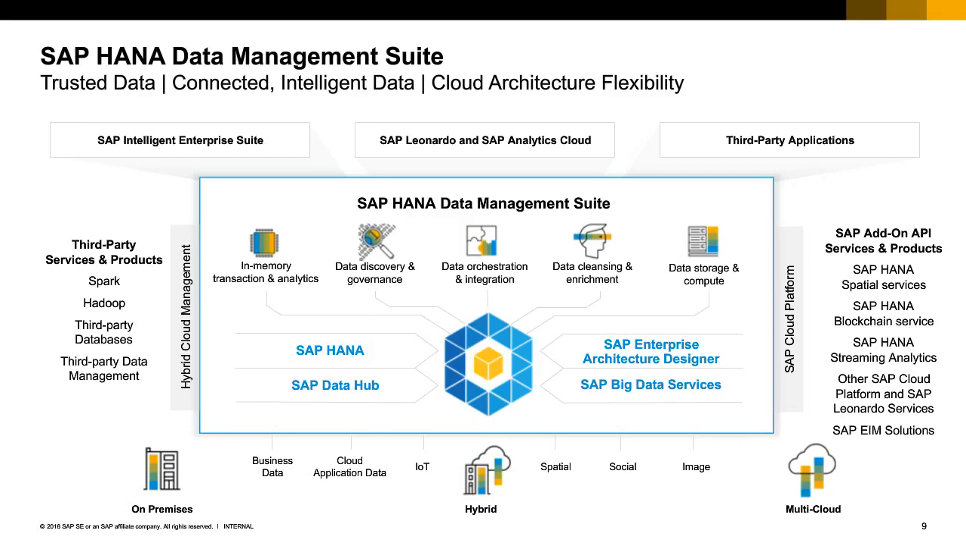Okay, so that's the core, the products, and the capabilities. On the left and the right, we're showing the openness. So we are able to interact with third-party services and products, Spark, Hadoop, third-party databases such as Oracle, Microsoft, and so on, and third-party data management such as Kafka streaming, or if customers already have their existing EIM or Informatica or something like that, we intend to be able to integrate into those environments. On the right-hand side, you can see that we've got the enrichment services from SAP, the spatial services. Now, the spatial and streaming here, and EIM, these are built into HANA and Data Hub.